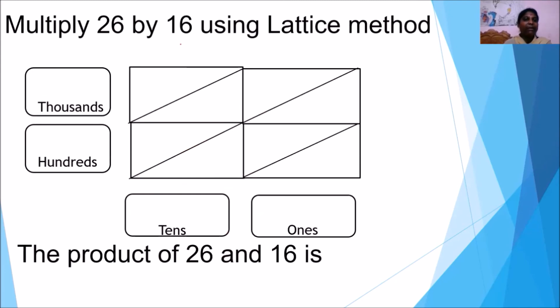Come, let's see the lattice method. Multiplying 26 by 16. Here also we are going to multiply a 2-digit by a 2-digit number. The diagonals represent the ones, tens, hundreds and thousands. Write the numbers like this. Then start multiplying. 6 sixes are 36. Write 3 above the diagonal line, 6 below the diagonal line. Next you have to multiply 6 with the 2. 6 twos are 12. You have to write 12 like this.